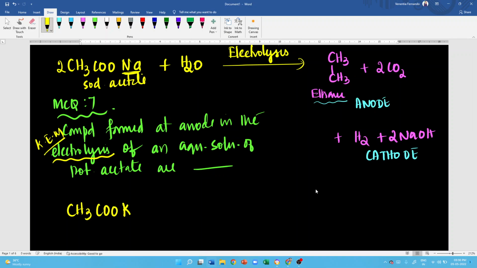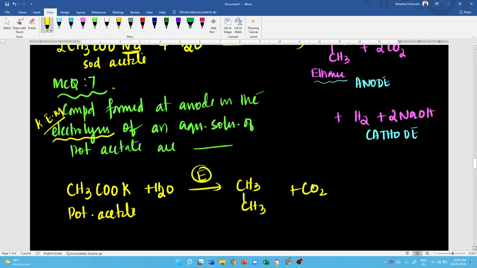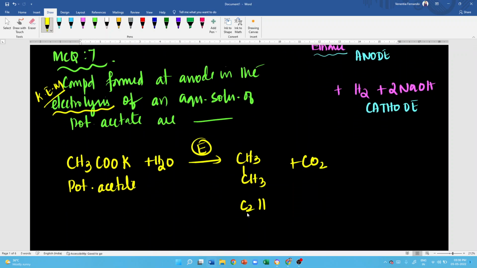CH3COOK. This is known as potassium acetate. Same process, plus H2O, on electrolysis. At the anode, what you get is ethane, CH3-CH3 plus CO2. In the options, instead of CH3-CH3, they have given C2H6. C2H6 plus CO2. This is the right answer for MCQ 7.